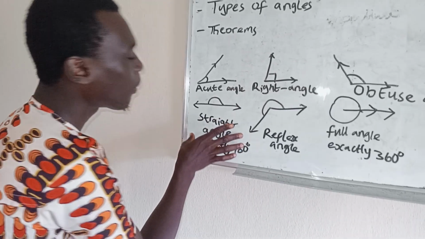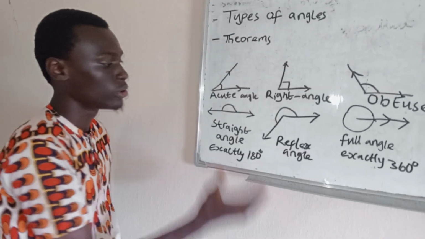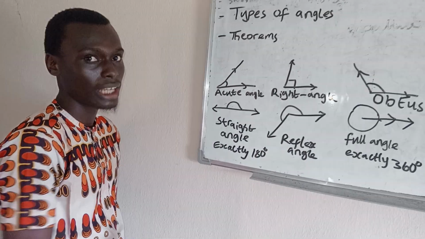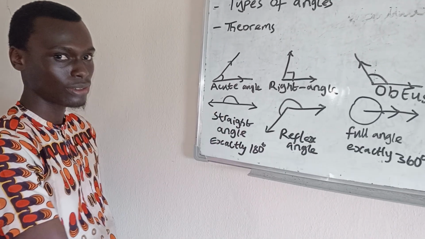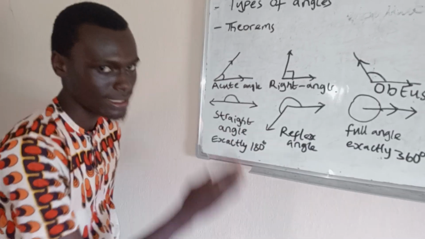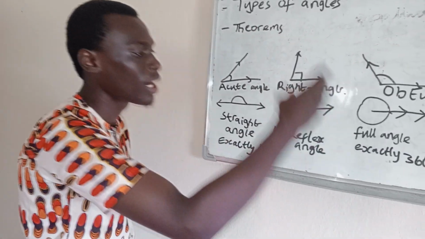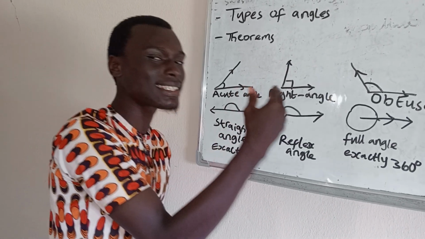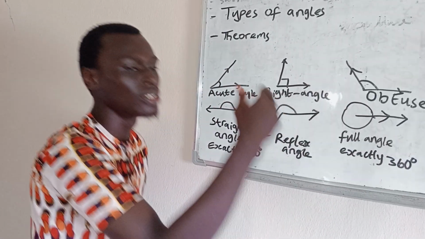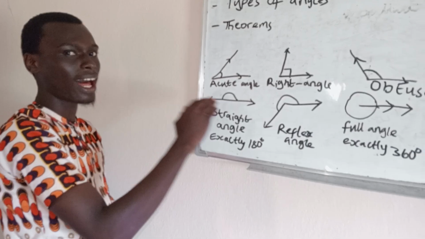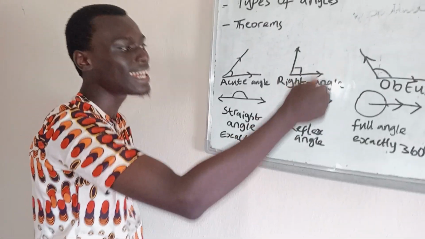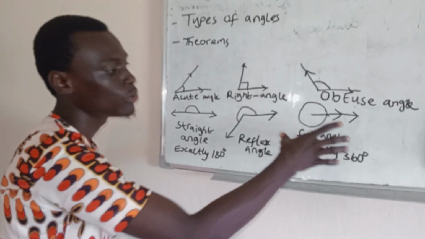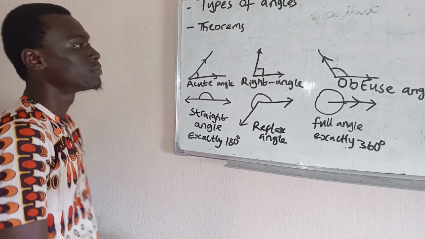And then we now have our 180 degrees straight angle, angle on a line. You can call it angle on a straight line. They are still the same thing. Straight angle, angle on a straight line, 180 degrees exactly. And then reflex angle, angles that are more than 180 degrees but less than a full angle. More than half a full angle but less than a full angle. That is your reflex angle. And then your full angle, which is 360 degrees.